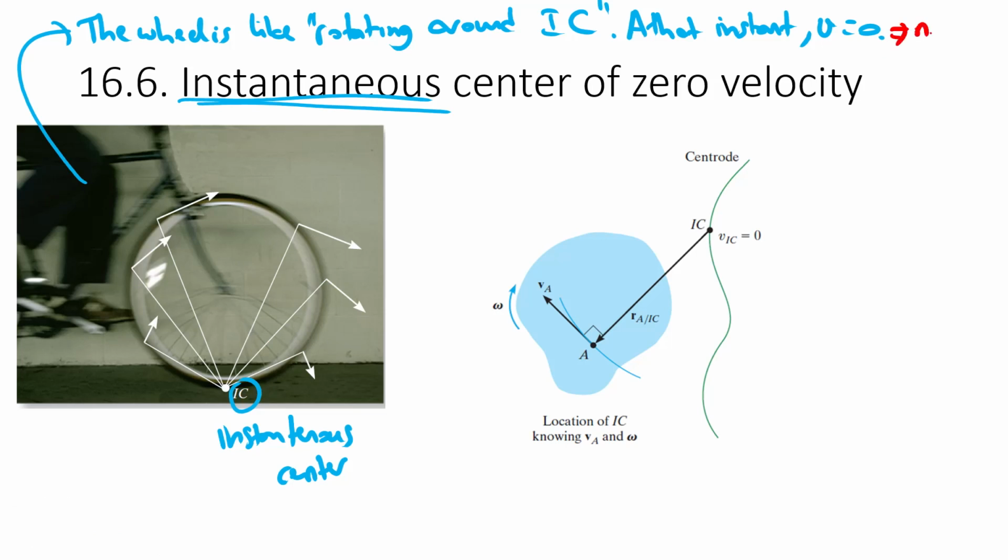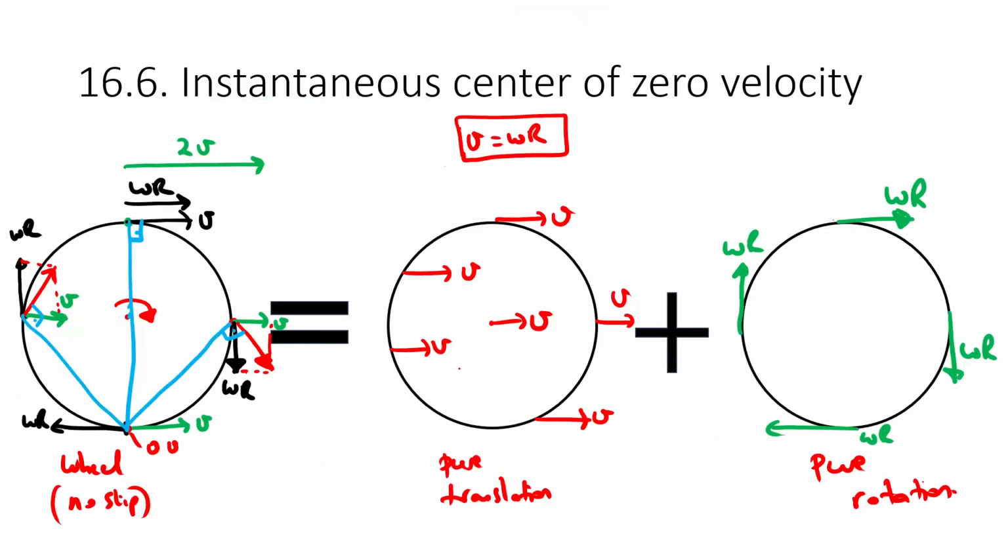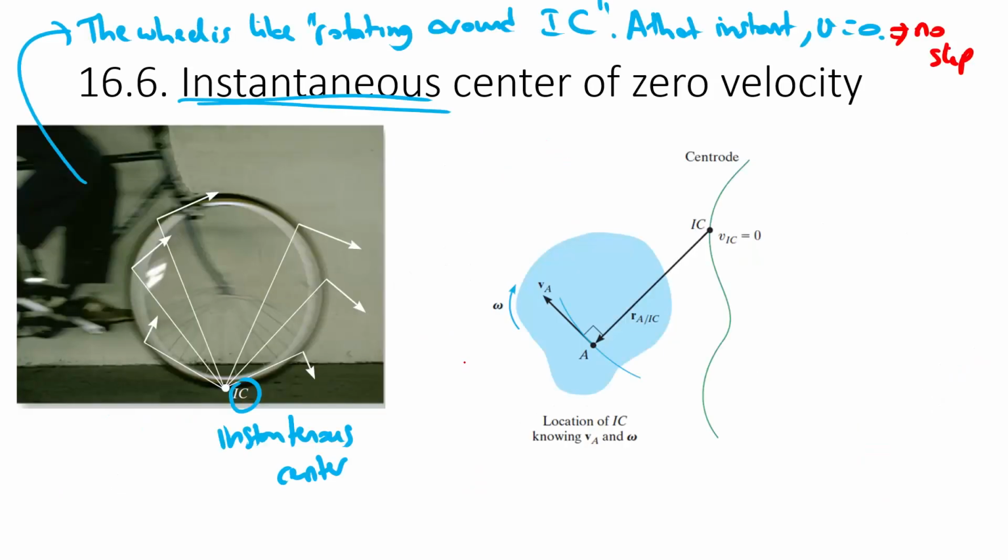Again, I should say that there is no slip. If the wheel slips, like if there is ice, then the instantaneous center will not have a zero velocity. So this is what we mean by the instantaneous center of zero velocity.